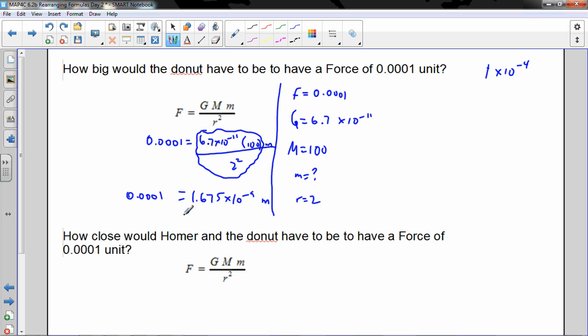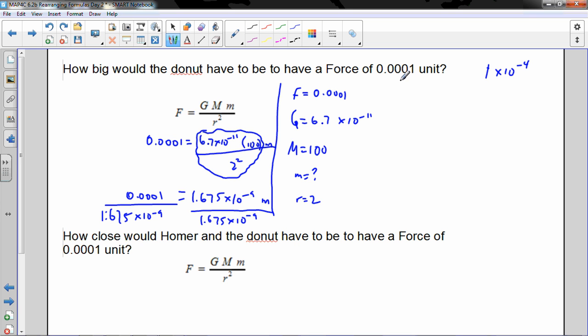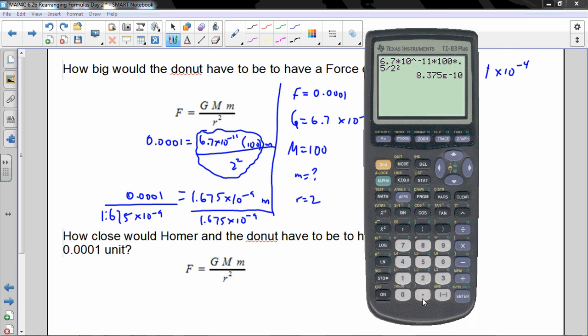Now how do I get m alone? I've got to divide both sides by that big number. Actually it's a tiny number, but it's a long number to write out again. I'm going to show you how to do that on your calculator, because I'm not showing all your calculations, but I'm going to show you how to do this one. And should this be a big donut or a small donut? Well, to get a lot bigger force, this should be a lot bigger donut to have a higher force of gravity. Okay, well, let's do it.